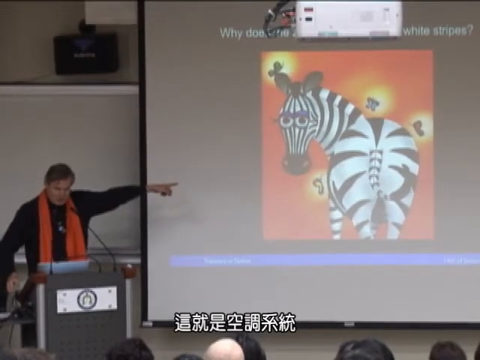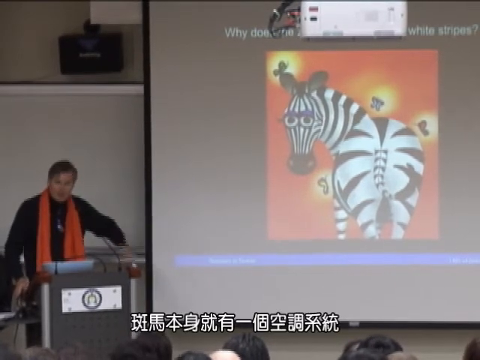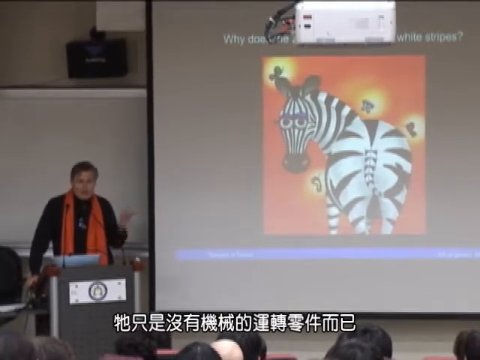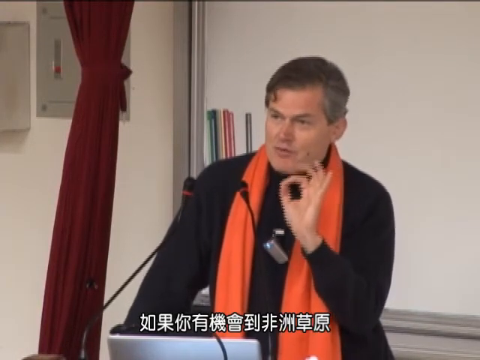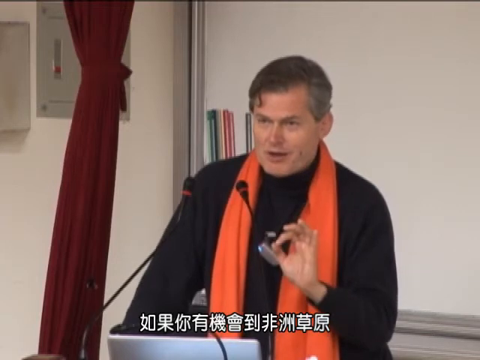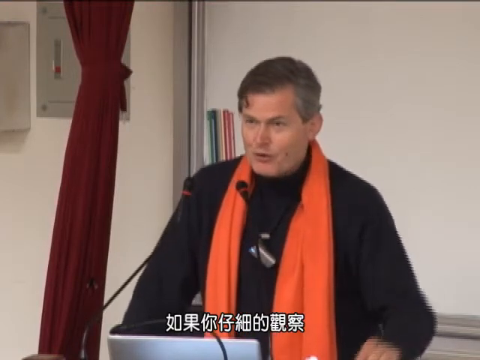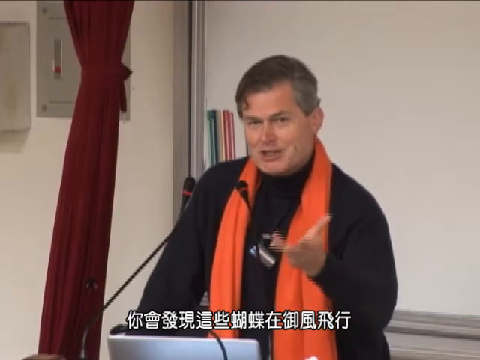This is an air conditioning system. The zebra, it has an aircon. The only thing is that there's no moving parts and nothing goes in circles. And if you ever have the opportunity to go on a safari and you can endure the heat and you observe very carefully, you will see butterflies. And these butterflies are catching the wind.